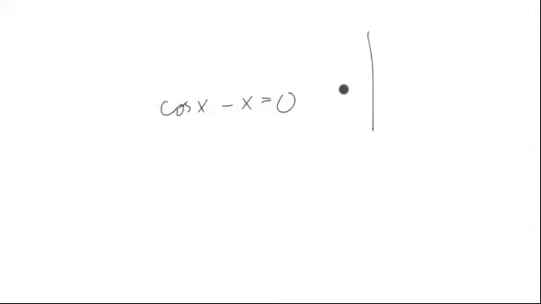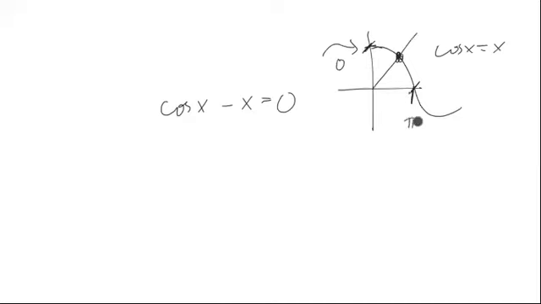In fact, we could even look at a graph. If we look at the graph of cosine and then the graph of x, this is the same thing as looking at cosine x equal to x. It looks like it's in between these two values right here: the x value right here is 0, and the x value right here would be pi halves. We could start with 0 and pi halves.